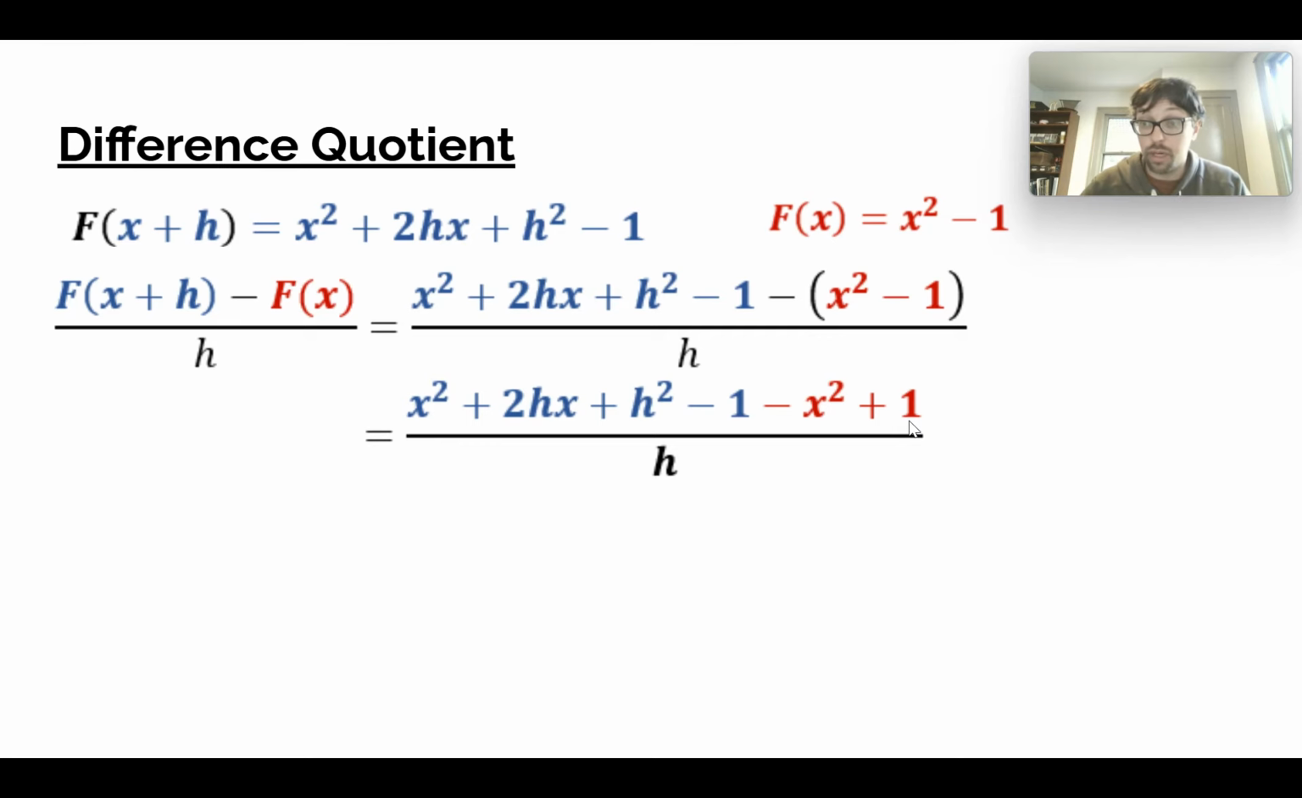So those two are going to be gone. So let's get rid of them. Bye-bye. So now we just have that 2hx plus h squared. Okay. I want to try to simplify this a little bit more.